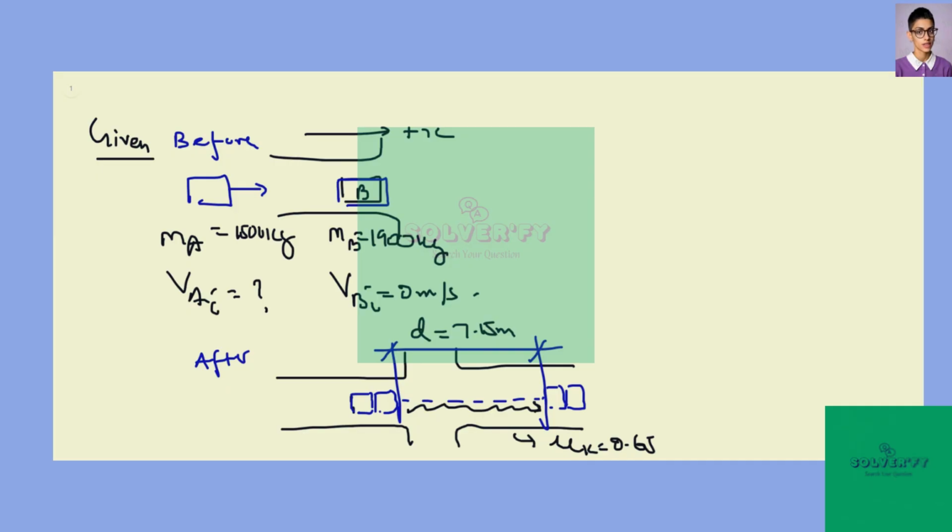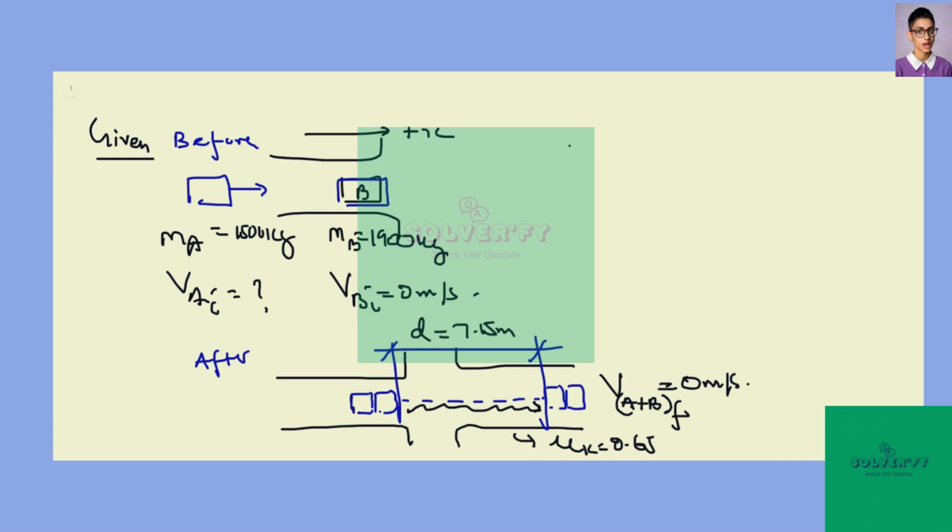So they're going to move until they stop. Their final velocity, which we're going to call V final, of A and B together, they're going to stop. So it's 0 meters per second. That's the information we're given.